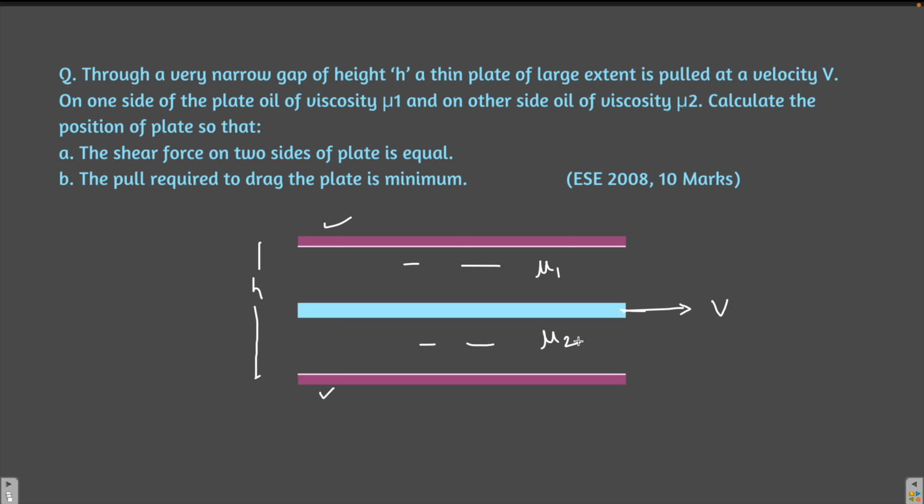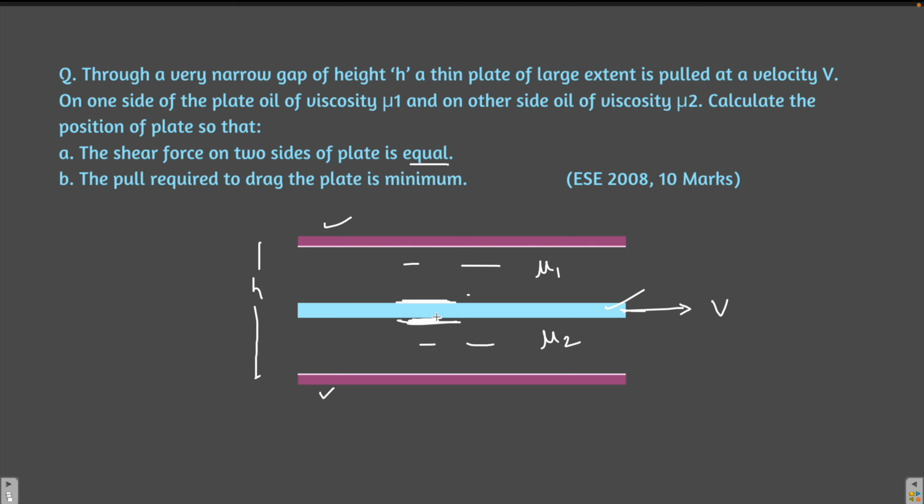Now the question says you have to find out the position of this plate such that the shear force on two sides of the plate are equal. So whatever shear force is acting on this side of the plate must be equal to the shear force acting on the other side of the plate. This is the part 1 of the question.